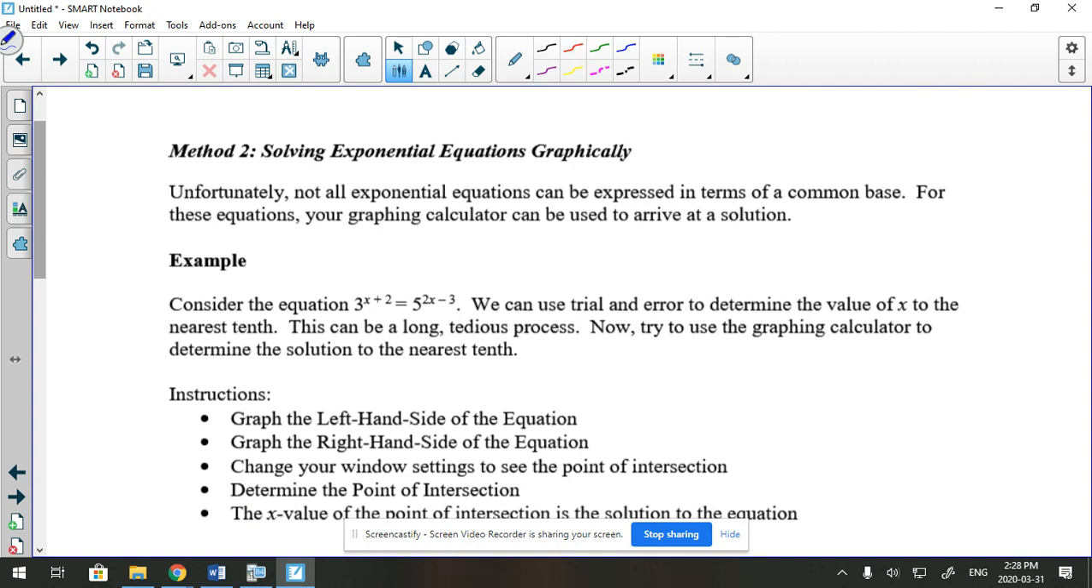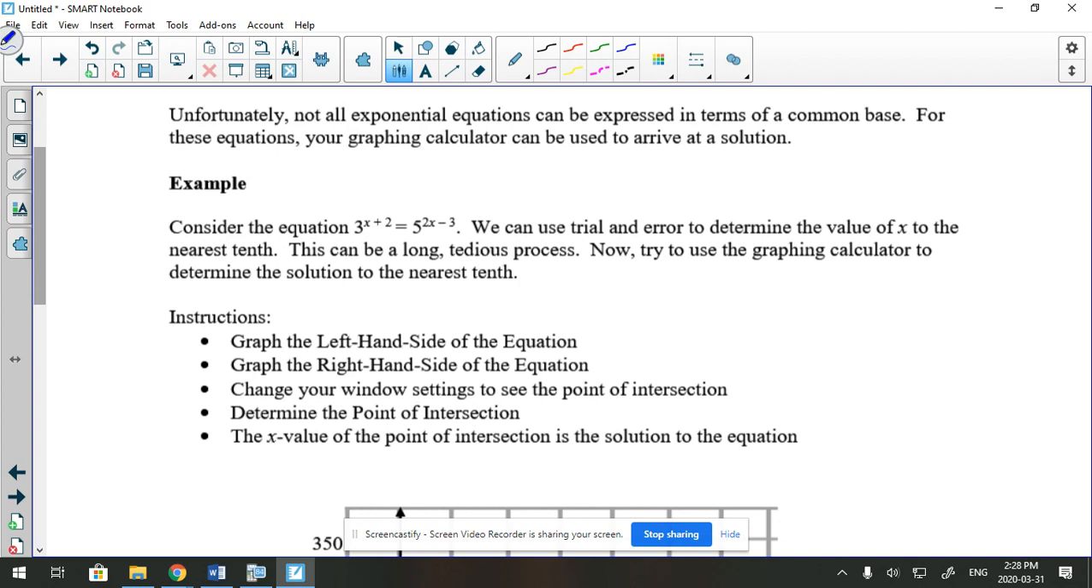Like I said, not all exponential equations can be expressed in terms of a common base, so you need a different way to solve these ones. So let's look at this equation: 3 to the x plus 2 equals 5 to the 2x minus 3. Obviously we can't use common bases here. One way we could do it is using trial and error, just typing in different values for x and seeing if it works, but that can take a very, very long time. So we can now use a graphing calculator to determine the solution to the nearest tenth.